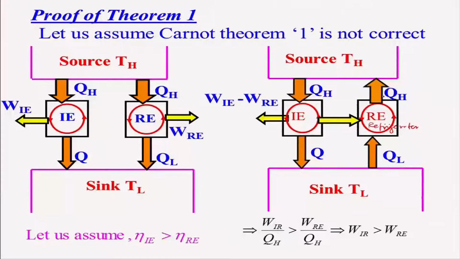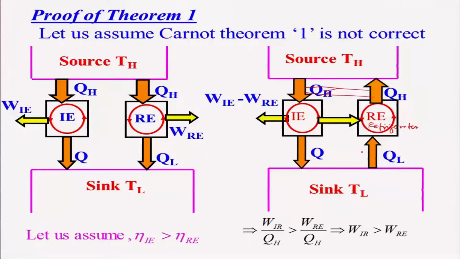So what will happen? I will join them together. That means whatever heat QH is given by this refrigeration system, instead of giving it here, I will divert this QH to the engine, so that it will go, and look at the whole system. And instead of giving this Q, it will go to the QL here.